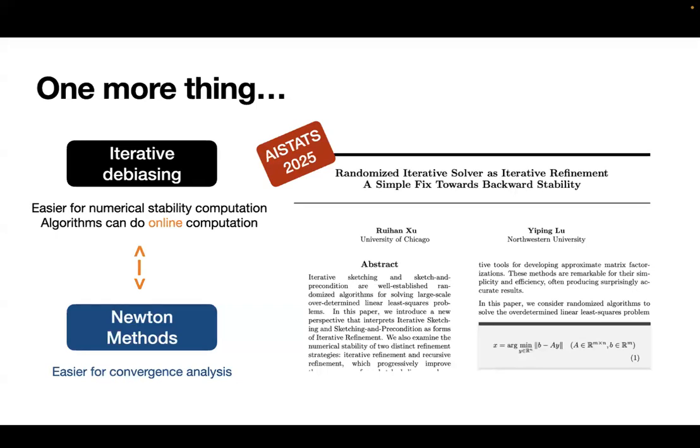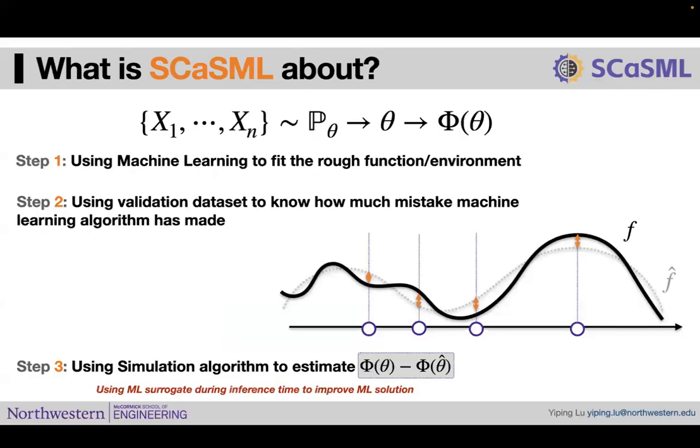Based on this, we do the first numerical stability analysis for randomized least square solvers. We propose one of the first backward stable randomized iterative solvers. Here is our paper just published at ASDAT 2025, but I don't have time to go through the details.